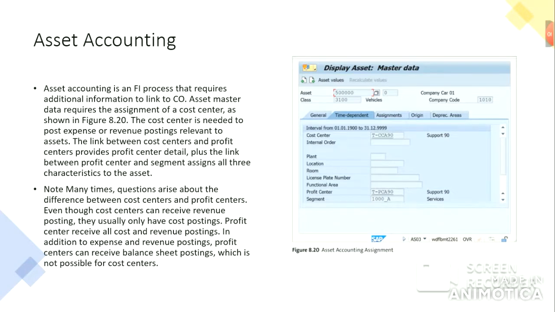So note, many times questions arise about the difference between cost centers and profit centers. Even though cost centers can receive revenue posting, they usually only have cost posting. Profit centers receive all cost and revenue postings. In addition to expense and revenue postings, profit centers can receive balance sheet postings, which is not possible for cost centers.